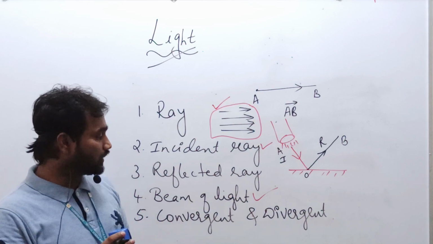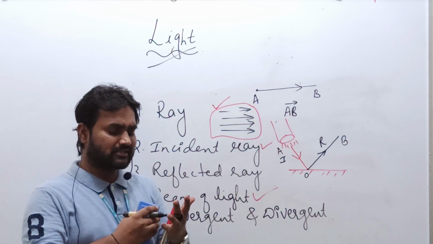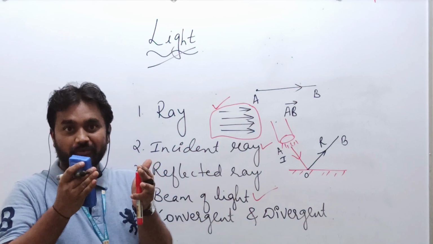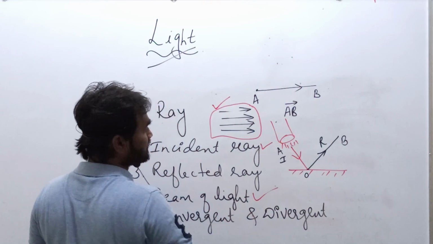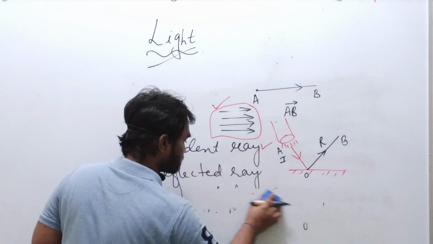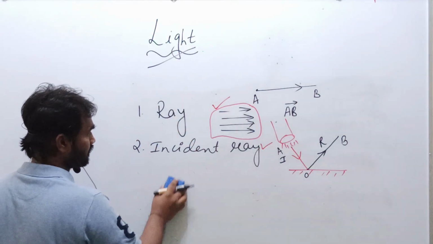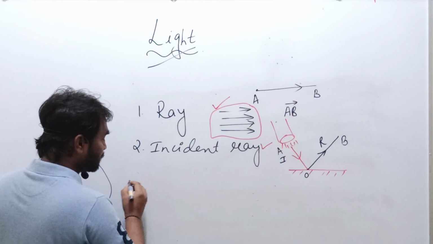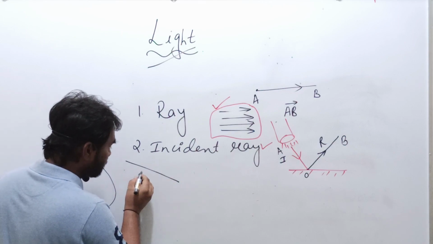Next we have convergent and divergent rays. The name itself says converge. Converge means where all the rays are going to meet at one point. Where all the rays meet at one point, we call it convergent. Let me show you. Suppose the light ray is coming from here.